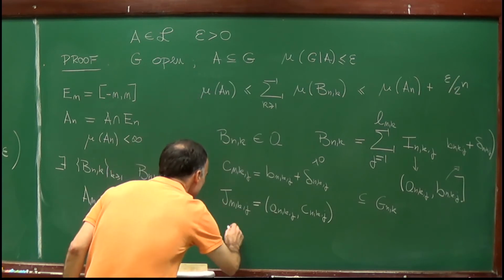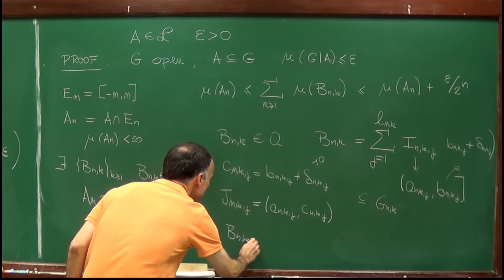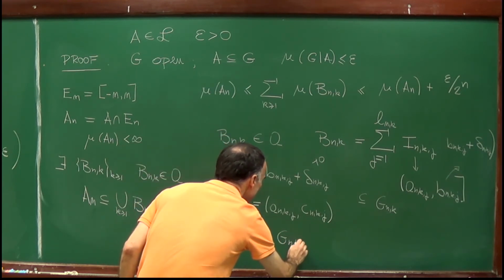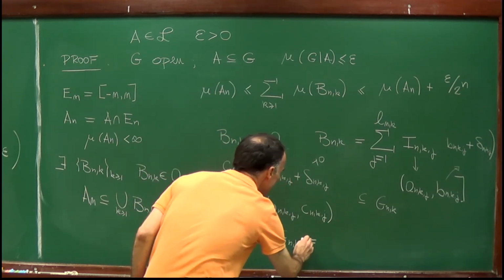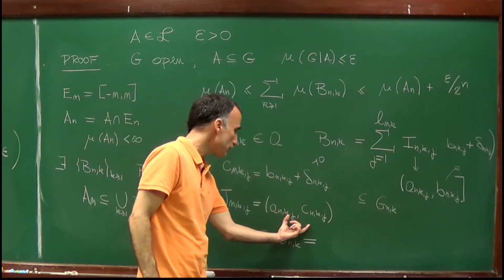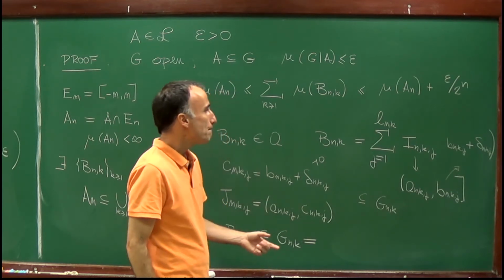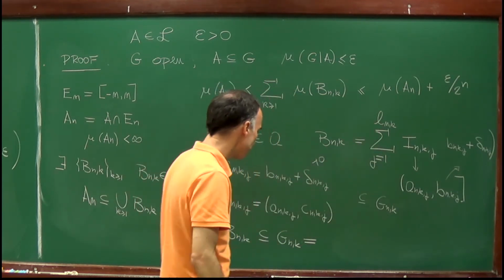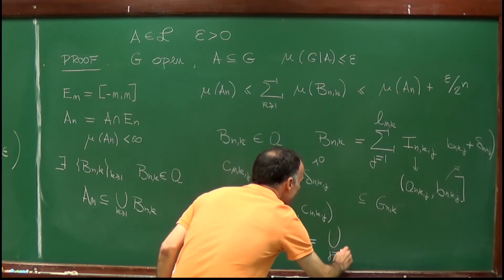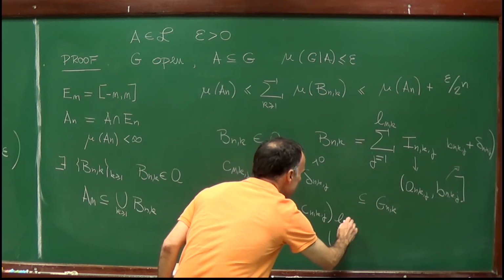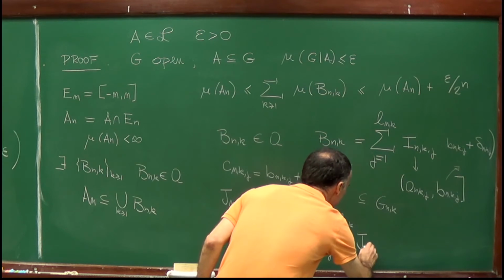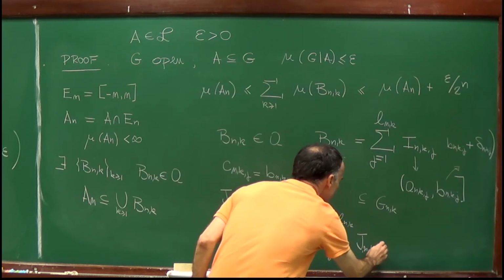So it's clear that B_{n,k} is contained in G_{n,k}, which is the definition of G_{n,k}. Now these intervals may not be disjoint. So this will be a union, from j from 1 up to l_{n,k}, of the open intervals G_{n,k,j}.